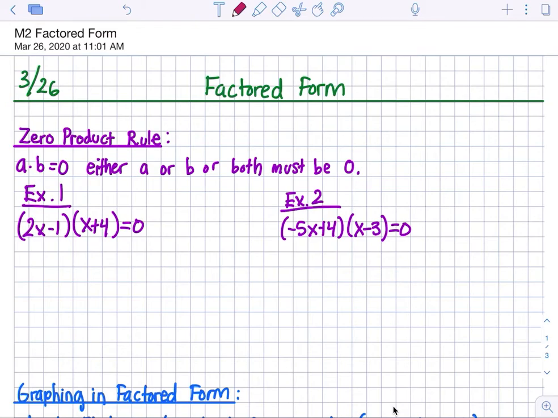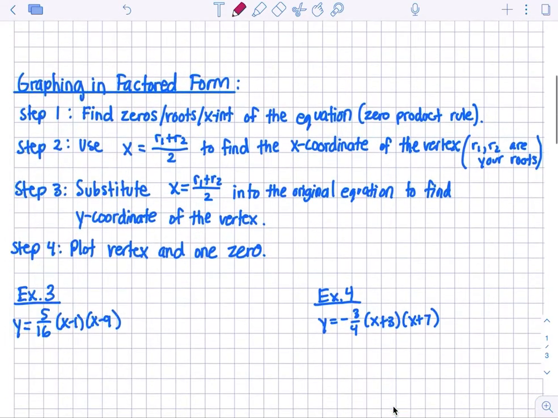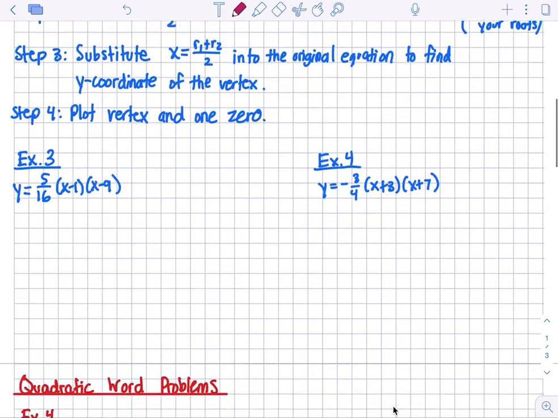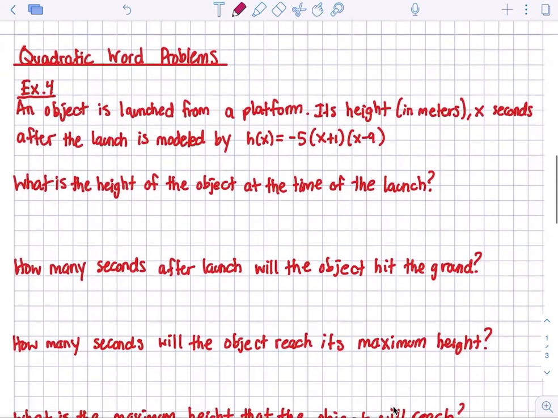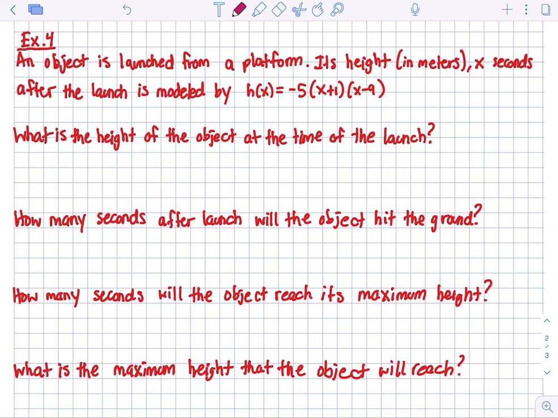Alright, here's your guys' notes on factored form. So I separated you guys into 3 different Khan Academy assignments. Zero product rule will help you guys with the first one. This will help you guys with the second Khan Academy. This one will help you guys with your third. And then your guys' last one is kind of like a quiz. So it's going to be a combination of all of it, okay?